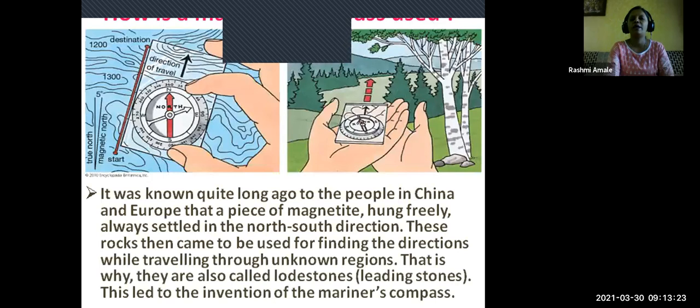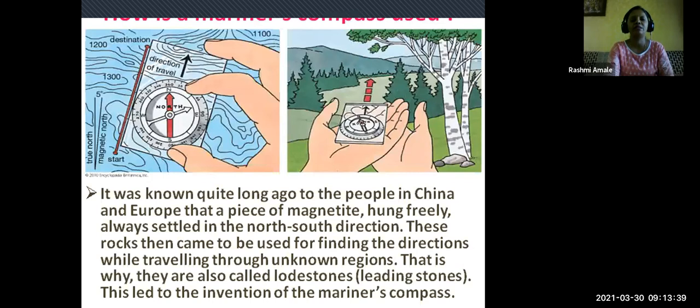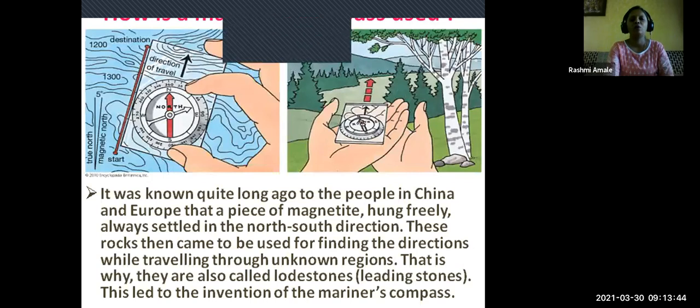It was known quite long ago to the people in China and Europe that a piece of magnetite hung freely always settled in the north-south direction. These rocks then came to be used for finding the directions while traveling through unknown regions. That is why they are also called lodestones or leading stones. So actually magnetite, when it was hung freely, pointed in the north-south direction. So this was known to the people in China and Europe, and that is why they started using this magnetite to find out the directions in unknown regions.